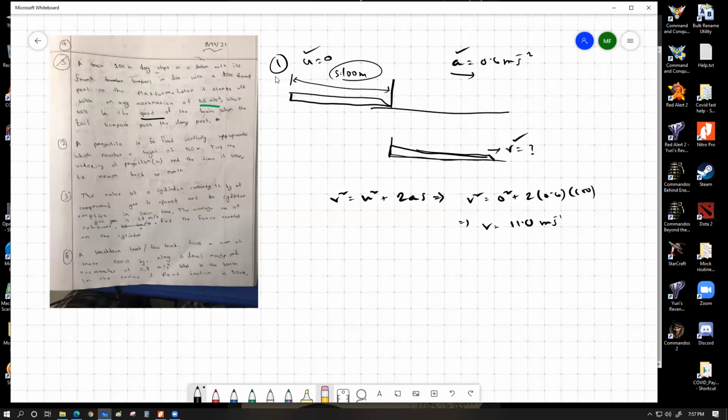That was for question number 1. Question number 2 says a projectile is fired vertically upwards, which reaches a height of 120 meters. Find the velocity of projectile u and the time it takes to reach back to earth.